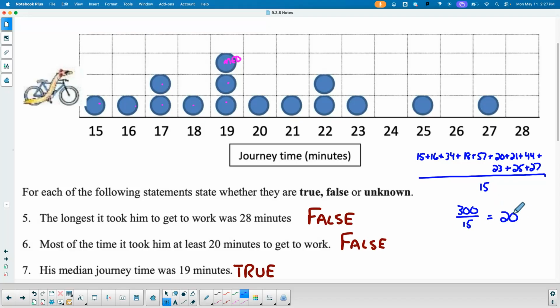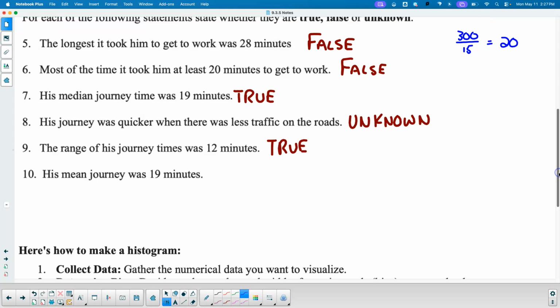I get the average is 20. Yes? So true, false, or unknown? False, because 20 is not 19. Next, we're going to create a histogram.